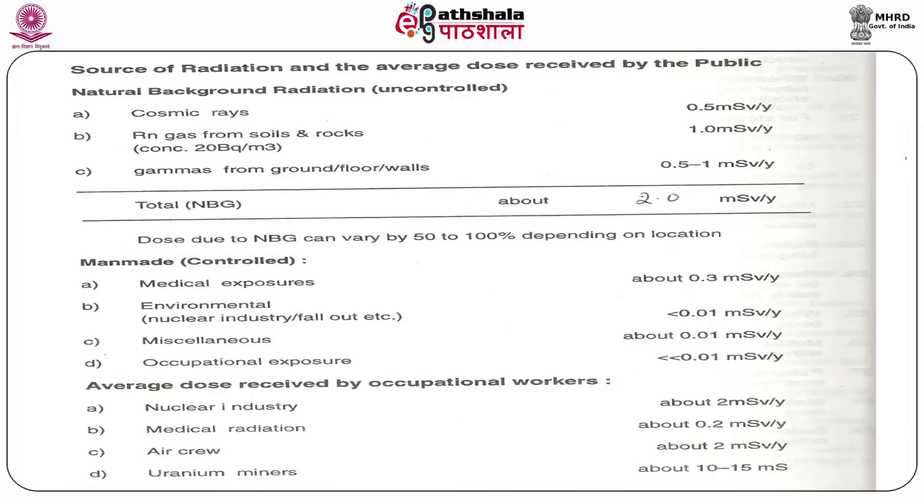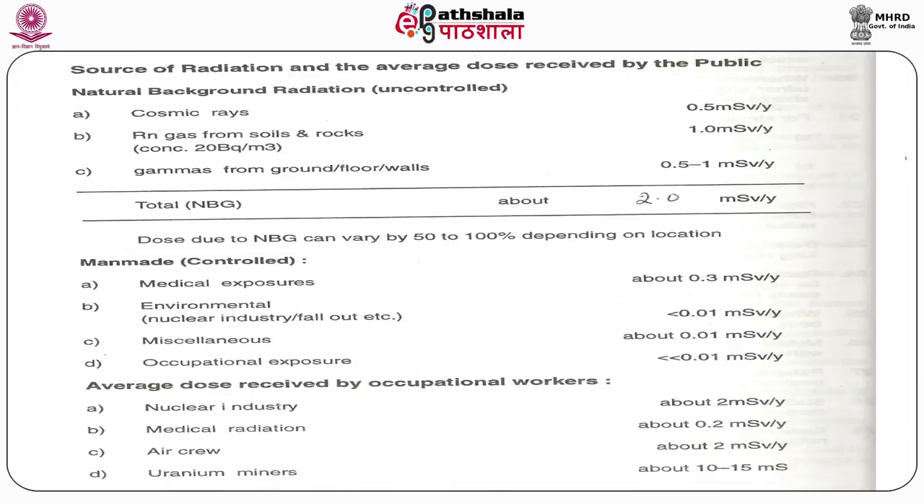And what is this average contribution? 0.5 millisievert per year. Similarly, radon gas from soils and rocks contributes about 1.0 millisievert per year. Gamma rays from the ground, floor or walls contribute about 0.5 to 1 millisievert per year. So this all constitutes the natural background. And what is the natural background radiation that the public receives? About 2.0 millisievert per year. This is natural radiation that everybody is receiving.